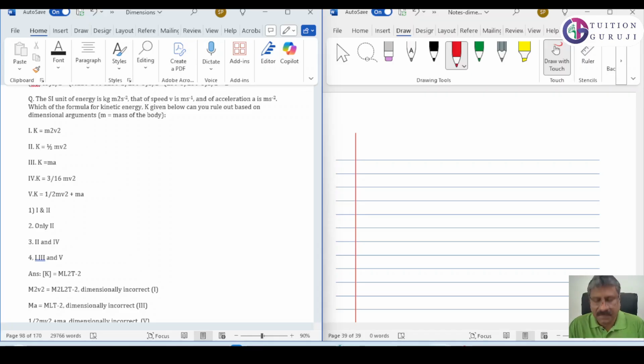Let us continue with the numerical problems. This is the third part of the numerical problems. At the same time, this is the fifth part of units and measurements.